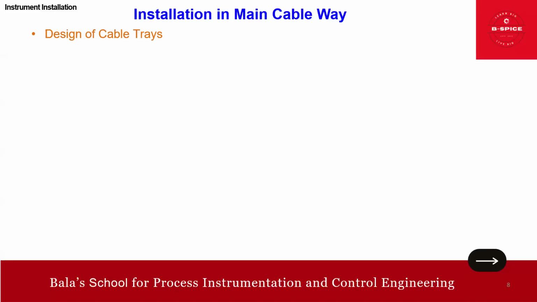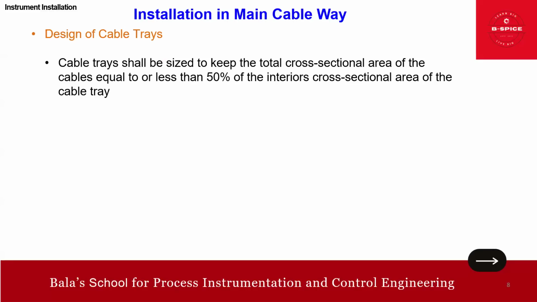Then design of cable tray. Cable tray shall be sized to keep the total cross-sectional area of the cables equal to or less than 50% of the interior cross-sectional area of the cable tray. So basically, when you size a tray like a 300 mm tray, you should ensure that 50% of the interior cross-sectional area should be occupied.